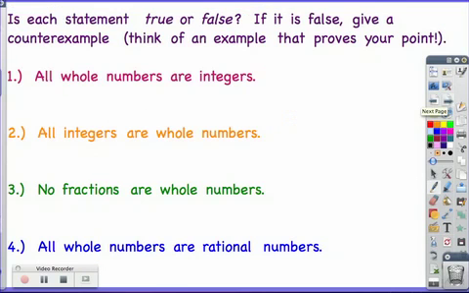Number 3, no fractions are whole numbers. This is false. Think of 10/5, which equals 2. Number 4, all whole numbers are rational numbers. This is true. Order the following numbers from least to greatest, then graph on a number line. Take a moment to do this on your paper. Press play once you are finished.